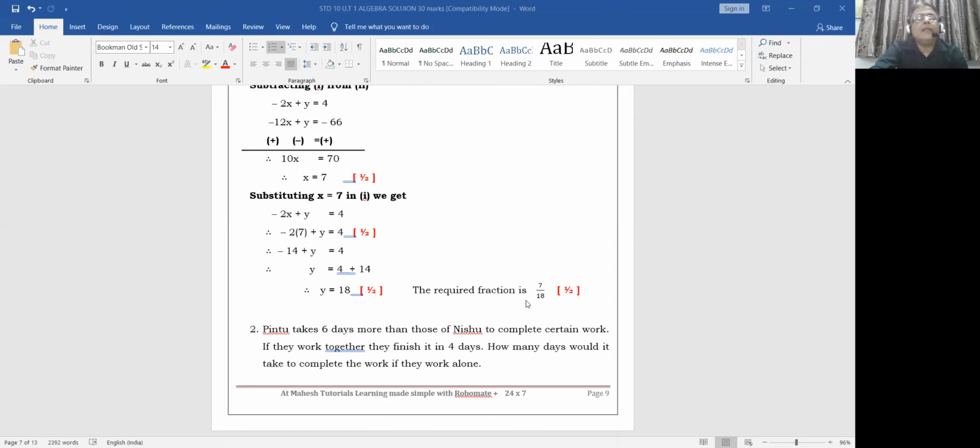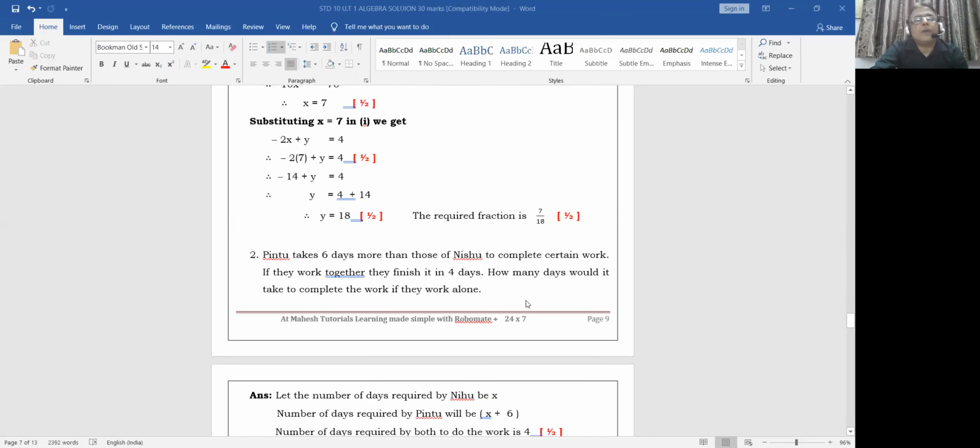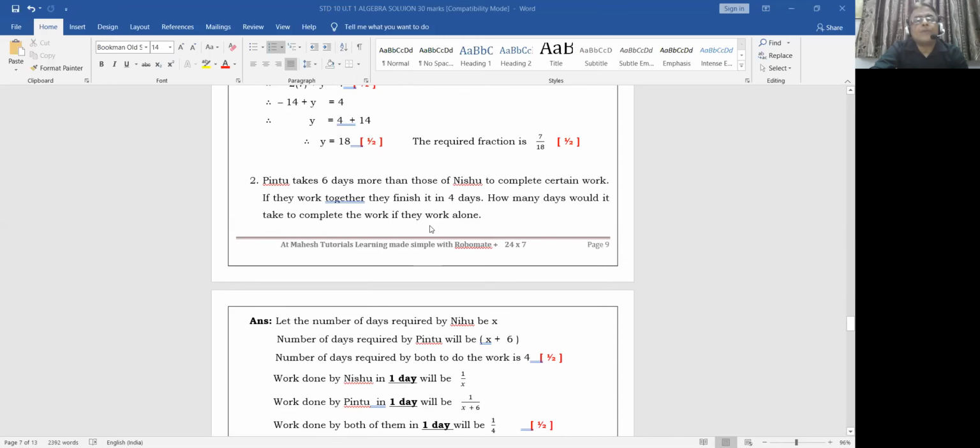Okay. Then work wala sum. Pintu takes 6 days more than Nishu to complete a certain work. If they work together, they finish it in 4 days. How many days would it take to complete the work if they work alone? So let the number of days required by Nishu be equal to x. Now, x days you don't have to write because I've already mentioned days here. So let the number of days required by Nishu be x. Number of days required by Pintu will be x plus 6, days more.